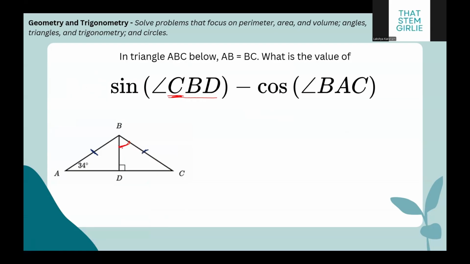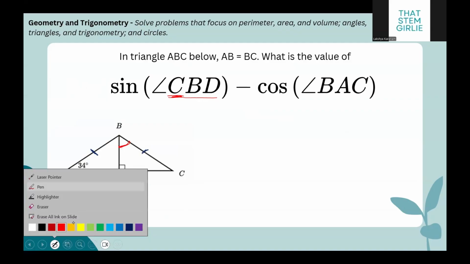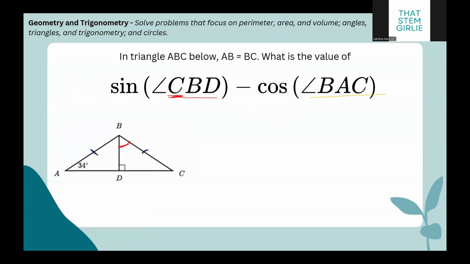The sine of this angle minus the cosine of BAC. So BAC, BA, right? BAC. The angle made by this is right over here, which apparently we're given is 34 degrees. We want to find the cosine of that and then the difference between them.